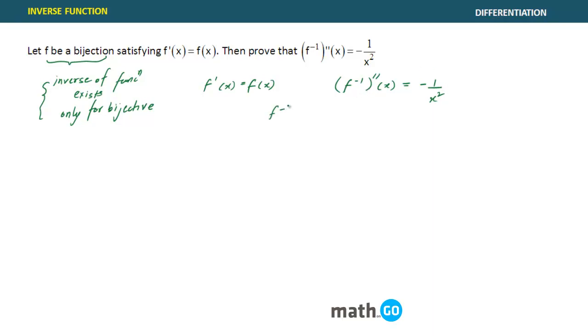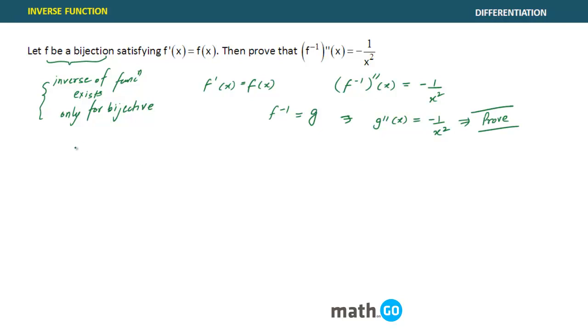What I'll do, I'll take f inverse as equal to g, right? So I can reduce this step here, as you are asked to prove that g double dash x is equal to minus 1 by x squared. This is what is being asked of you. Okay, this is what you want to prove. Let me just highlight it. This is what we want to prove.